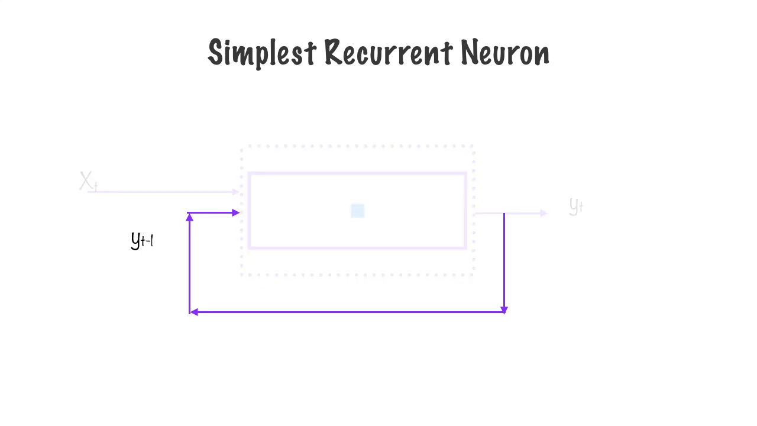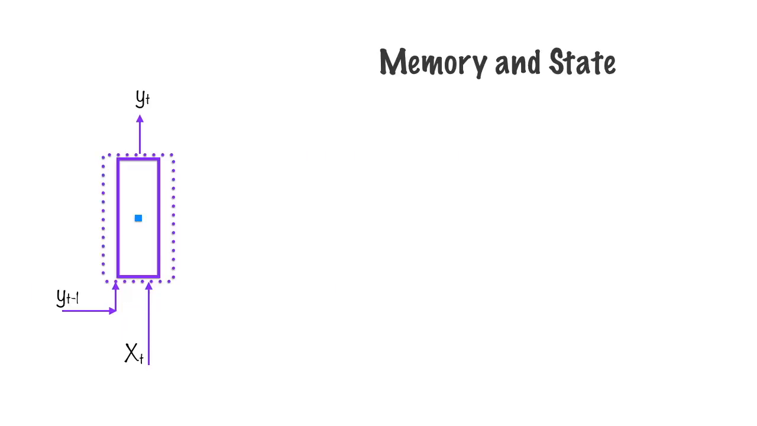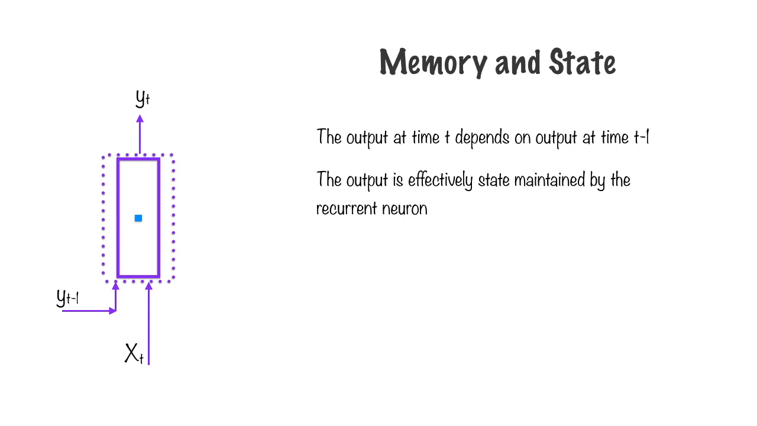So far, we've said that the state maintained by the simplest recurrent neuron is basically the previous output that has been fed back to the input. The output at time t depends on the output at time t minus 1. And this output is the state within a recurrent neuron. This is what the neuron uses to remember the past. This is the memory of the neuron.